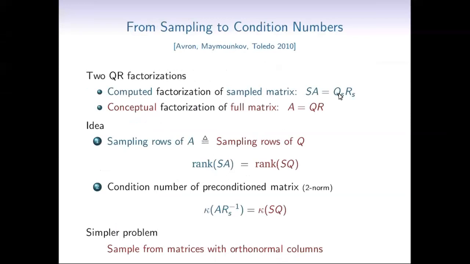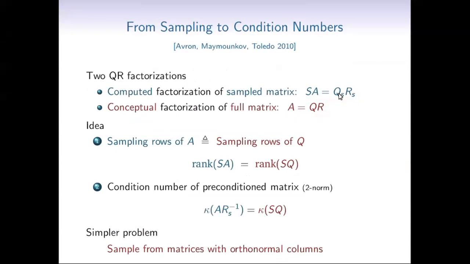And that was really a neat idea that Haim Avron and Sivan Toledo had. So again, as I mentioned before, we have 2 QR factorizations. We have the one we compute from the sampled matrix, the smaller factorization. However, lurking in the background, not being computed, just being there up in the sky, we can still write the QR factorization of the full matrix on paper, not computed, on paper.